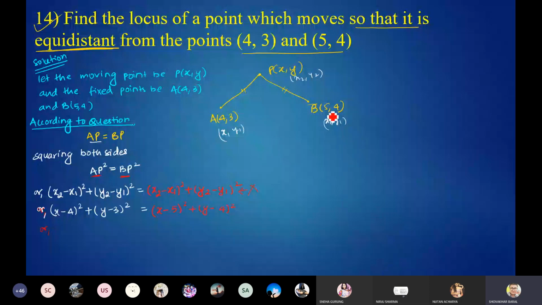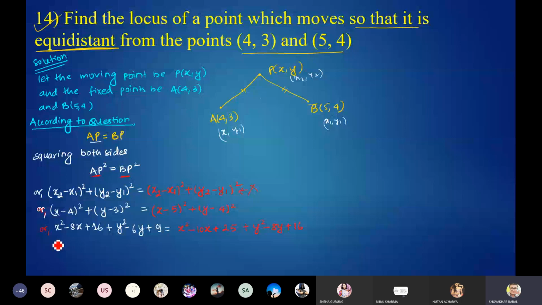Let me put the variable first: instead of 5 minus x, I'll write x minus 5, which is better. So, let's simplify it further. It will be x square minus 8x plus 16 plus y square minus 6y plus 9 equals x square minus 10x plus 25, a square minus 2ab plus b, plus y square minus 8y plus 16. I am doing it without writing every detail here.